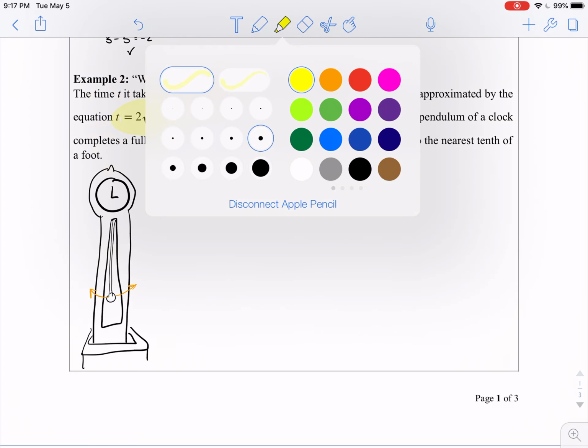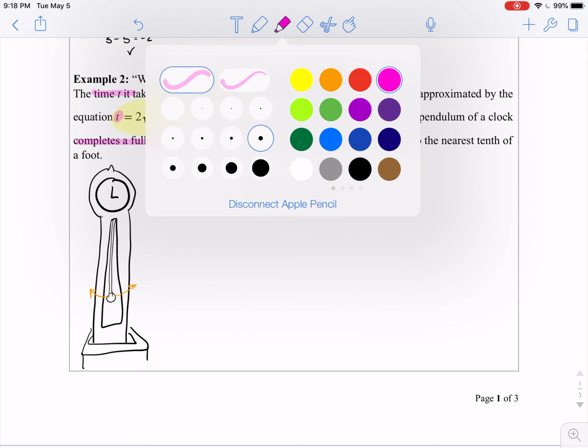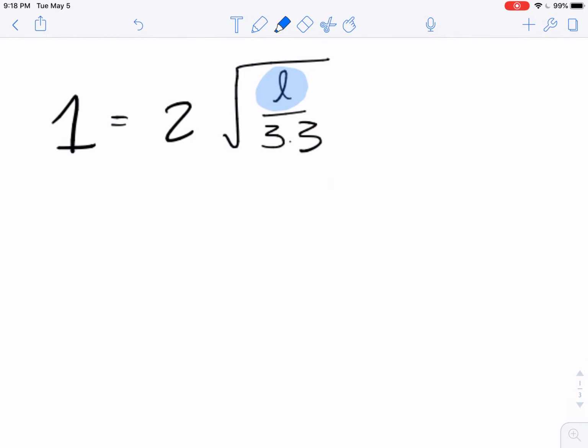Round to the nearest tenth of a foot. Well, we know the time it takes to complete a swing is 1 second. So if t is time, we're going to plug 1 in for our t. So that gives us that 1 equals 2 times the square root of L over 3.3. Now our question asked us to find the length. It said where L is the length of the pendulum, what is the length of the pendulum? So we're trying to get this L all by itself.